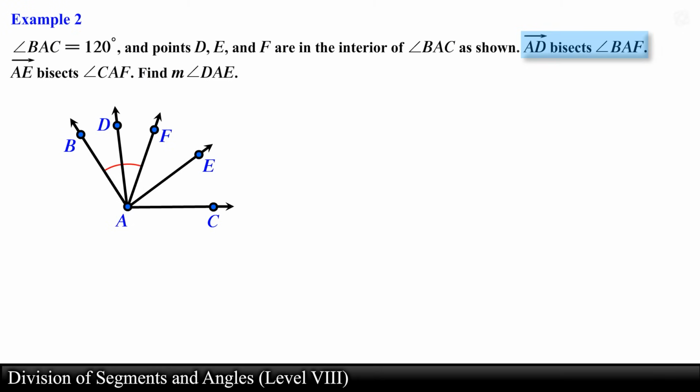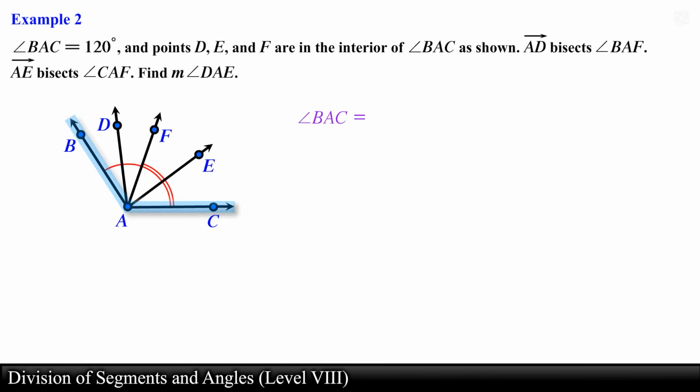So let's mark these two angles with a single arc mark. We are also given that ray AE bisects angle CAF. This means that angle FAE is congruent to angle EAC. So let's mark these two angles with double arc marks. Alright, now let's figure out a way to determine the measurement of angle DAE. At first glance, it seems that we are missing some information, and this problem is impossible to solve. Before we come to that conclusion, let's determine all the geometric relations that we know from the given information.